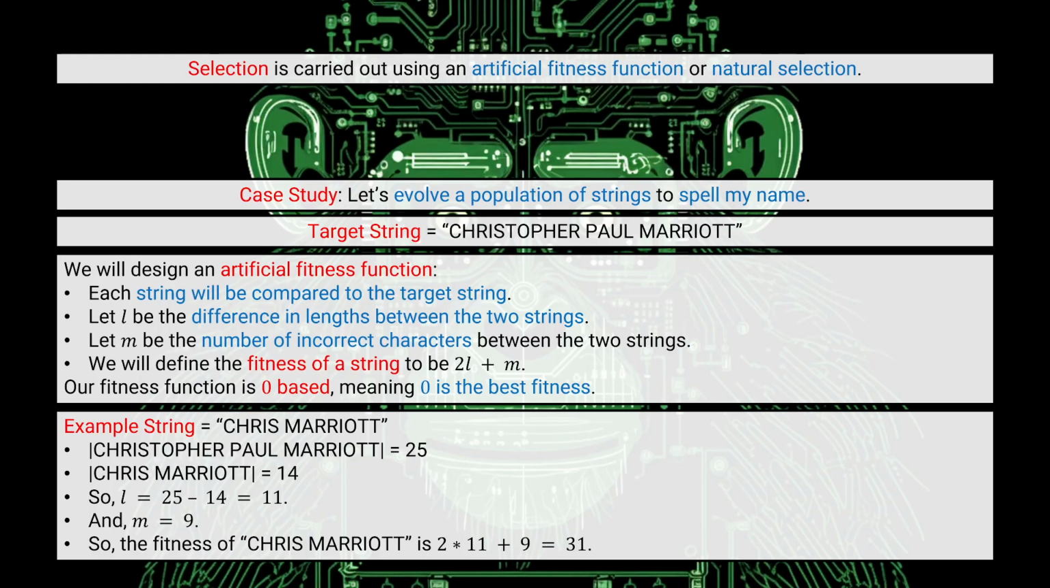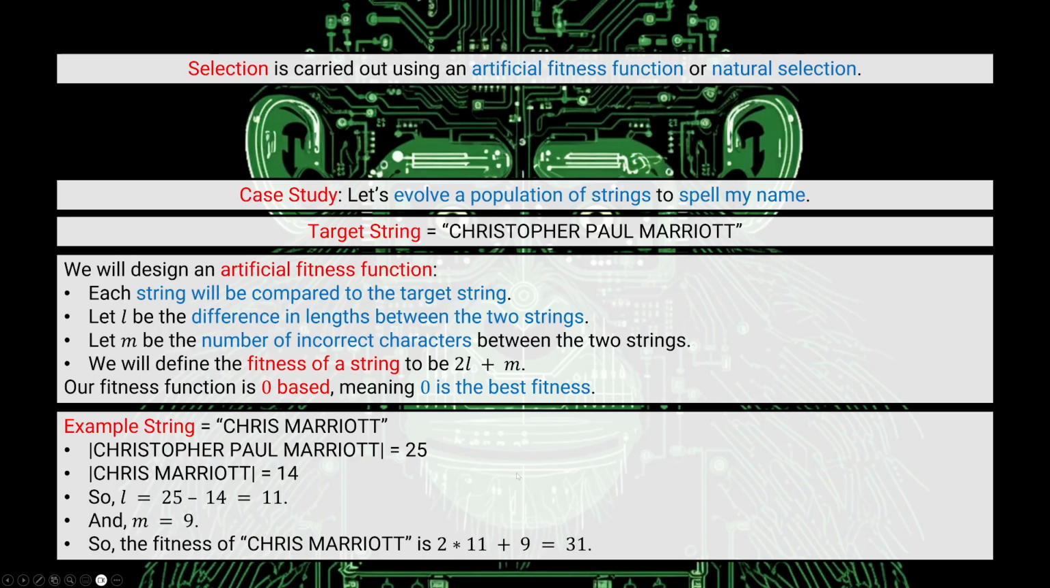If you go and do a quick check of mismatches, C-H-R-I-S, those ones are all correct, but the T, the O, the P, the H, the E, the R, the space, the P, the A, those ones are not, all of those are mismatched. So everything from space and Marriott is a mismatch. Marriott has 8 characters, this plus the space is 9, so there are 9 mismatches between these two strings. And so the final fitness of Chris Marriott, at least according to this model, is 31.